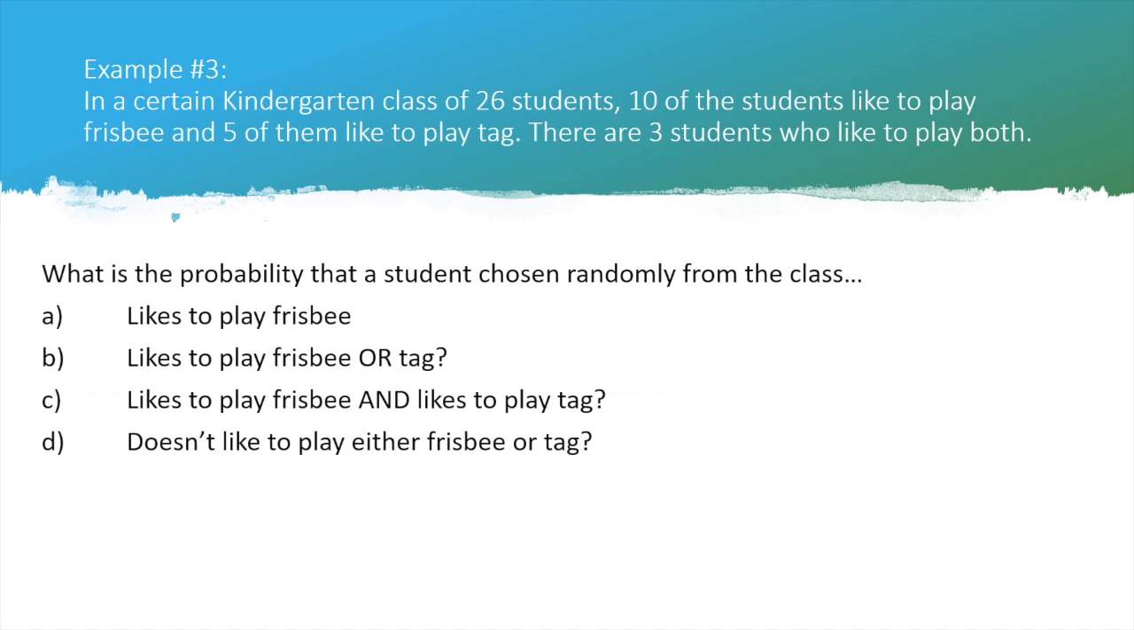So moving along, example number 3. Here we have a word problem. There's no picture, no table. So for these, we're going to talk about some strategies to tackle these kinds of problems. Example number 3: In a certain kindergarten class of 26 students, 10 of the students like to play Frisbee, and 5 of them like to play tag. There are 3 students who like to play both. They like both Frisbee and tag. So what is the probability a student chosen randomly from the class likes to play Frisbee or tag, Frisbee and tag, or doesn't like to play either one?